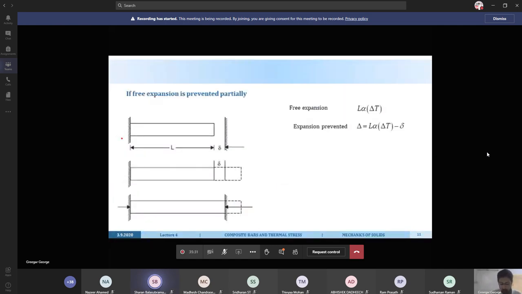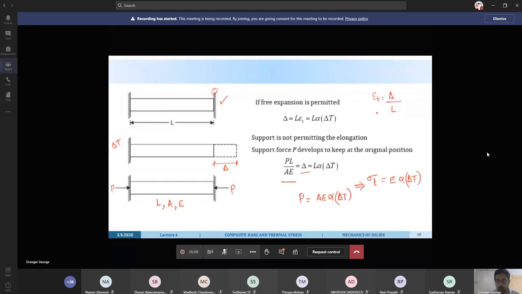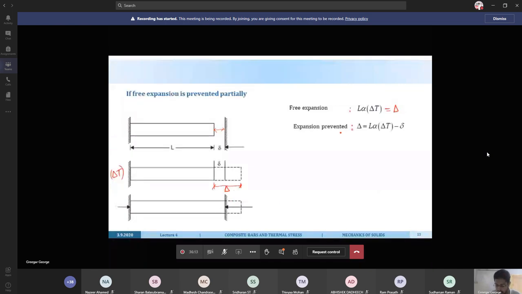And similarly, if the expansion is prevented partially, like we have a bar of length L, but there is a gap here, which is measured by the small letter delta. Because of the change in temperature delta T, we assume there is an expansion, and this delta is nothing but L alpha delta T. But this expansion is prevented. The gap delta is allowed, but the second portion is not allowed. This expansion will be prevented, and so the net change in length will be L alpha delta T minus delta.